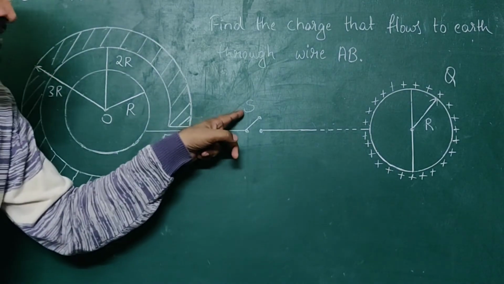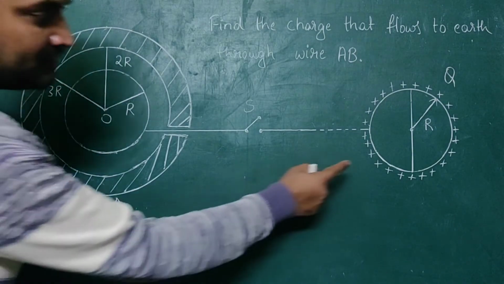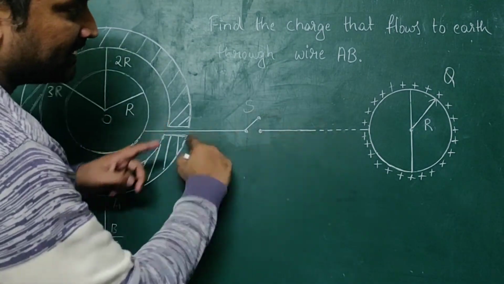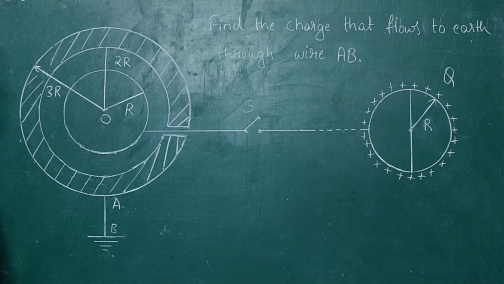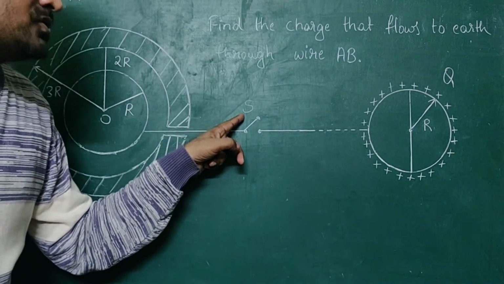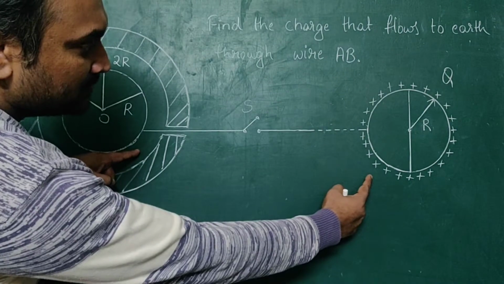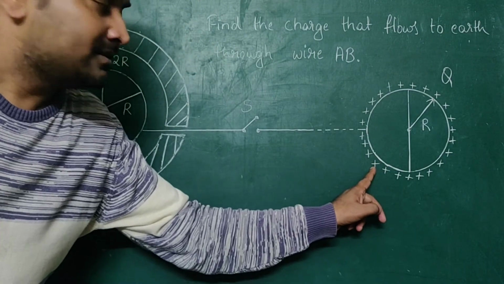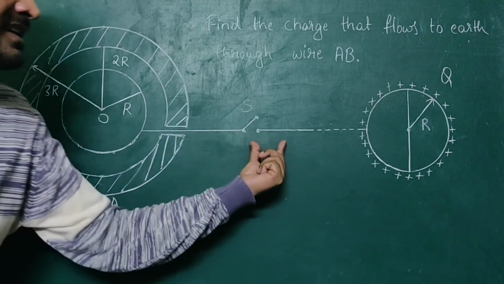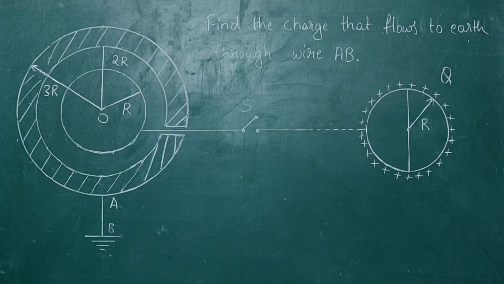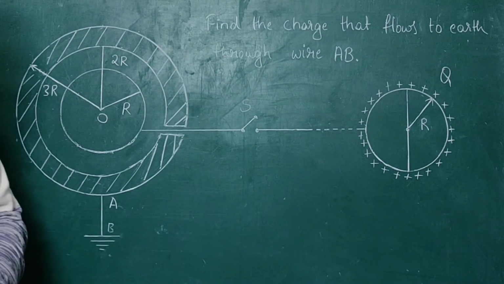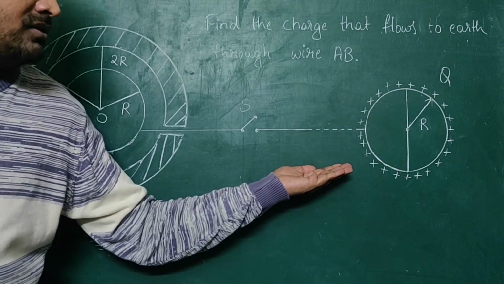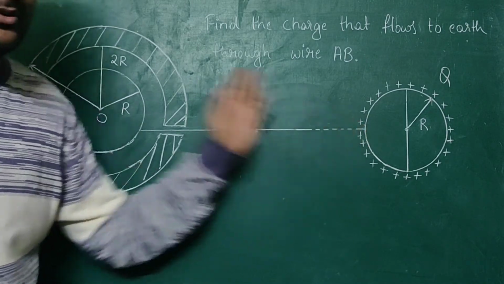Now, when the switch S is closed, there is a flow of charge from the outer sphere towards the inner sphere through the wire connecting the two spheres. It's because the moment the switch S is closed, there is a potential difference between the two spheres, which causes the flow of charge through the conducting wire. Now, the question arises, how long does this transfer of charge from one sphere to the other take place?